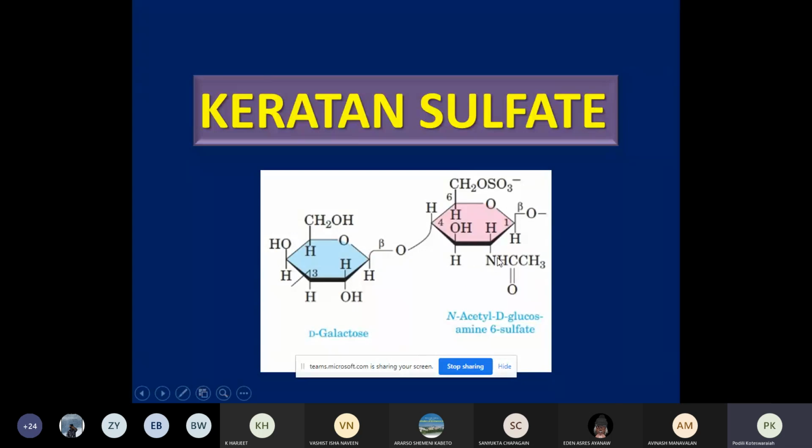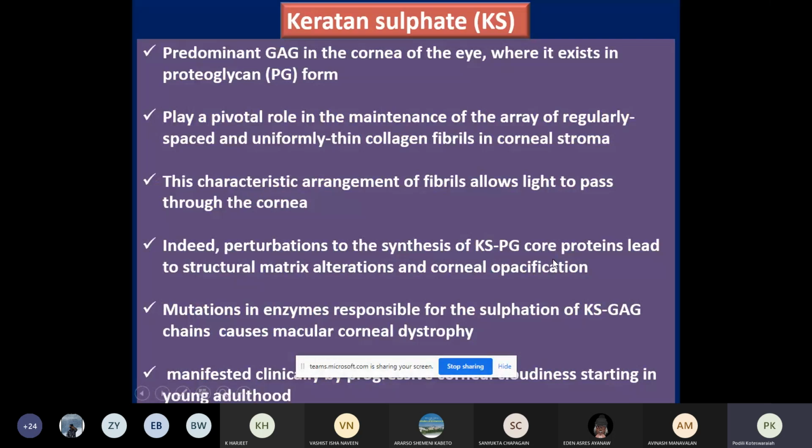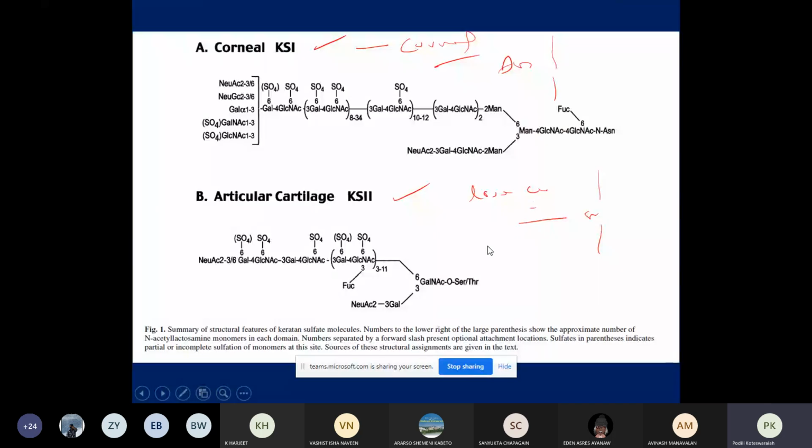There are two types of keratan sulfate present. One is keratan sulfate 1, the second is keratan sulfate 2. Type 1 is mainly responsible for corneal transparency, whereas type 2 is mainly present in loose connective tissue. The only difference between KS1 and KS2 is the site of attachment to the protein for the formation of the proteoglycans.